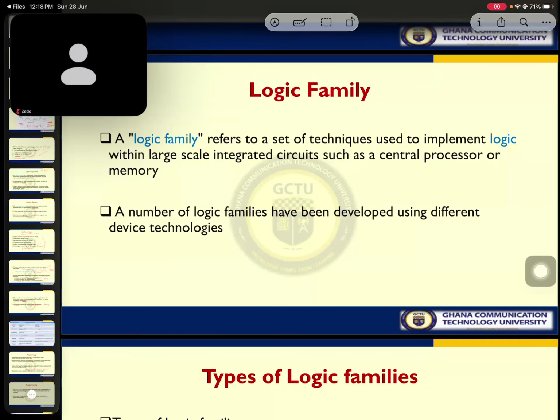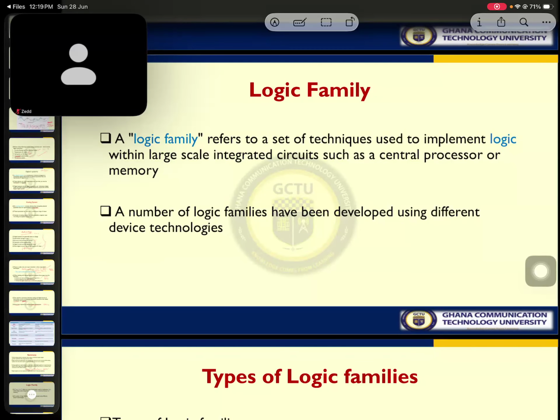Now, the logic family, now that we understand digital systems and we know how digital circuits are physically implemented. The logic family basically means a class or a group of electronic circuits that is used to implement digital logic functions. We have the basic digital logic functions that we'll look at: the AND, the OR, the NOT, the NAND, and the NOR.